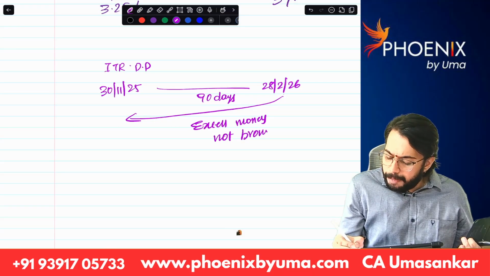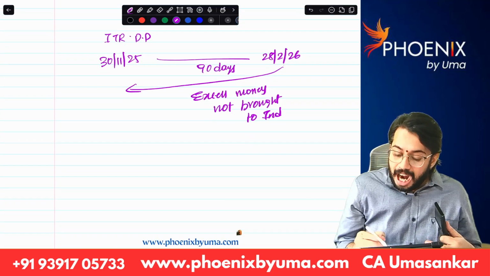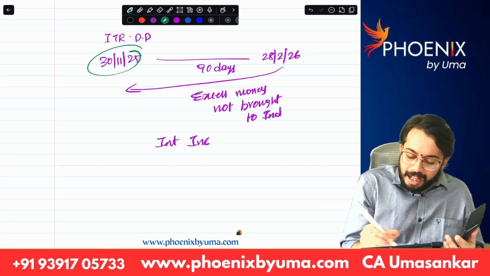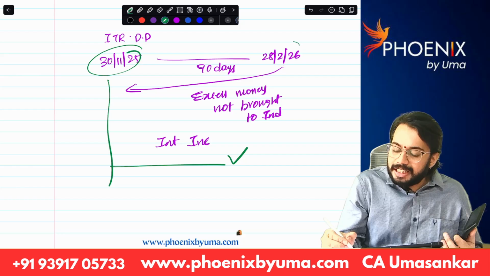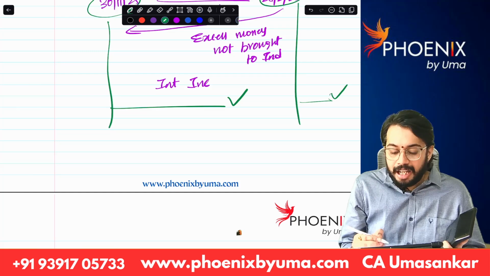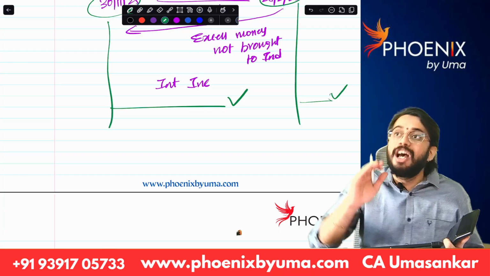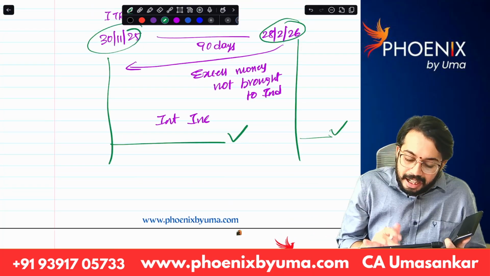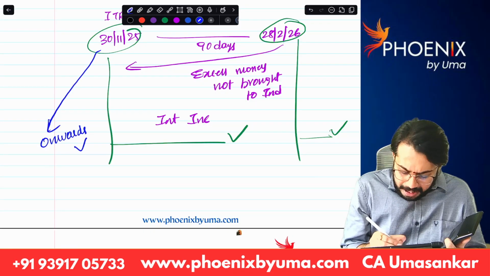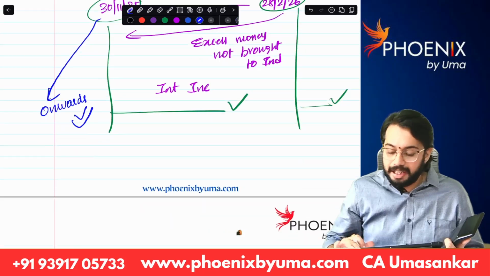If excess money is not brought to India, it will be deemed as a loan given to the associated enterprise and interest income will be calculated. Now the doubt is, will interest income be calculated from 30th November 2025 onwards or from 28th February 2026 onwards? That means, is interest calculated from the beginning or only after 90 days? The answer is interest income will be calculated from 30th November 2025 onwards. That means from after the ITR due date only, interest income will be calculated. Are you able to understand?